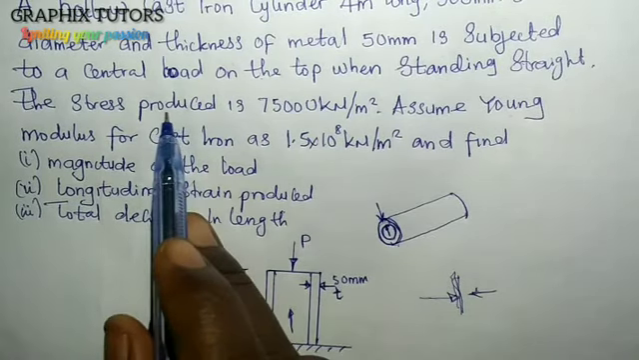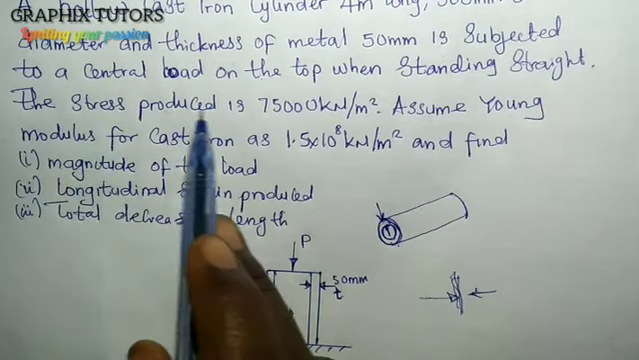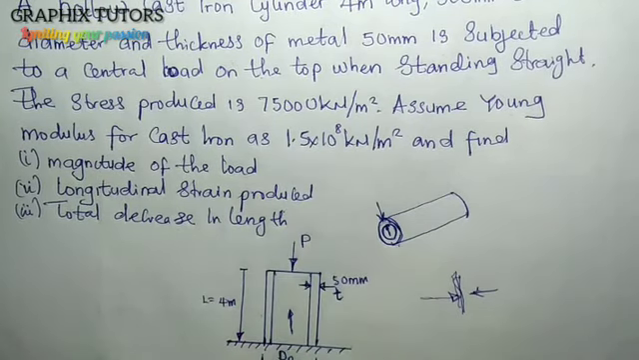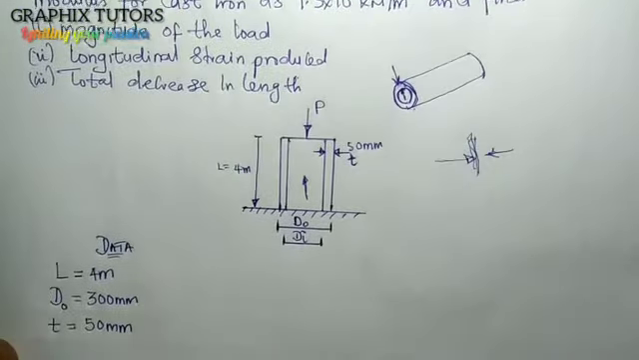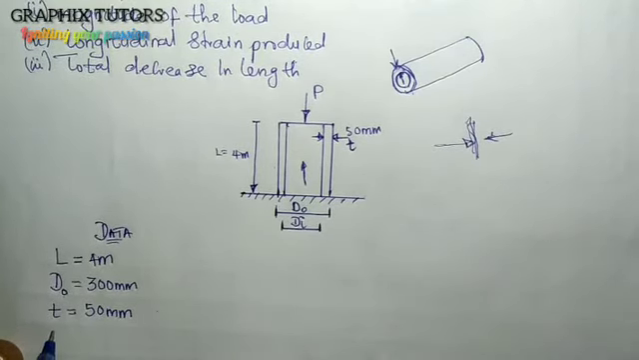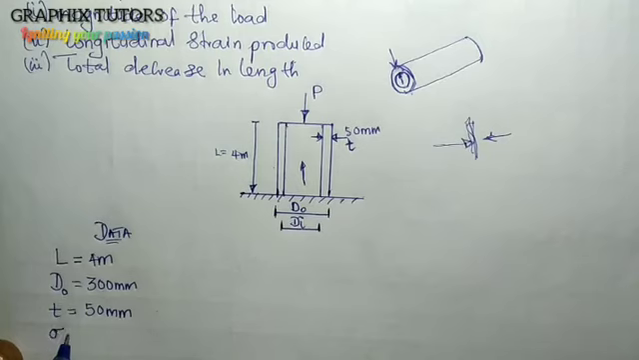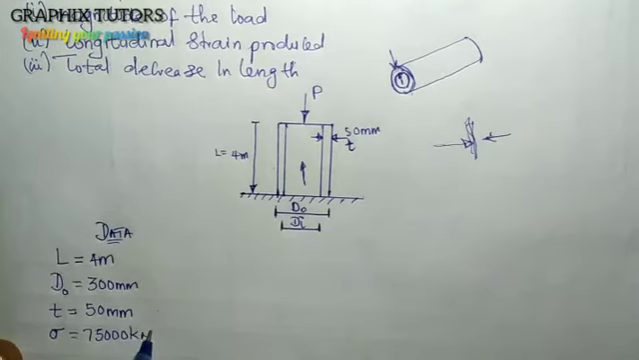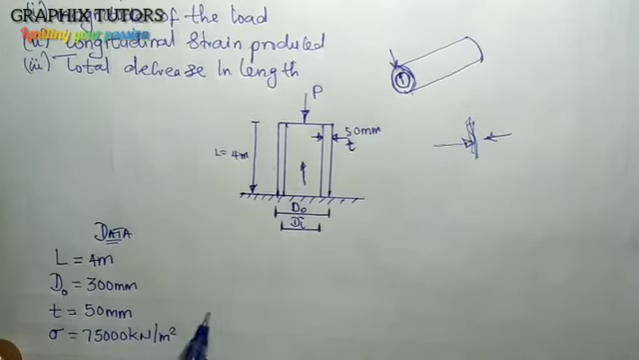So we don't know what our load is. Now the stress produced is 75,000 kilonewton per meter square. So if I write my stress, the symbol for stress is given as what? The sigma, right? And that's given as 75,000 kilonewton per meter square, right?